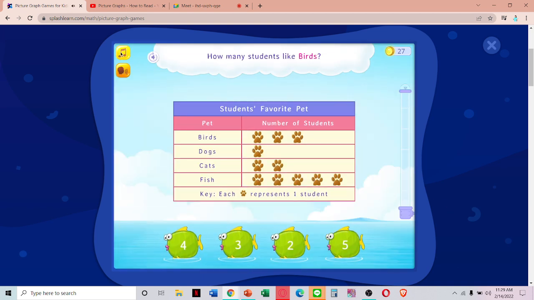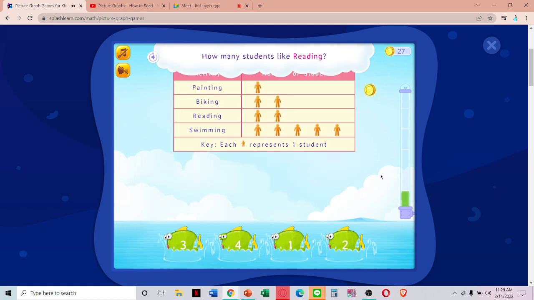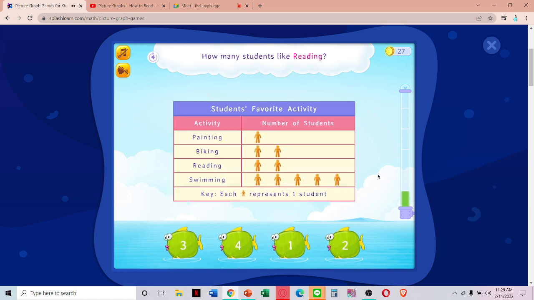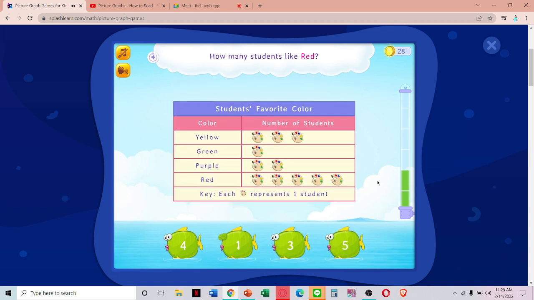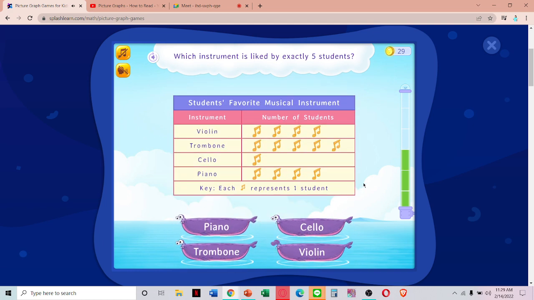How many students like birds? If one picture is equal to 1. Three. How many students like reading? 2. How many students like red? Five. Easy because everything is just 1.